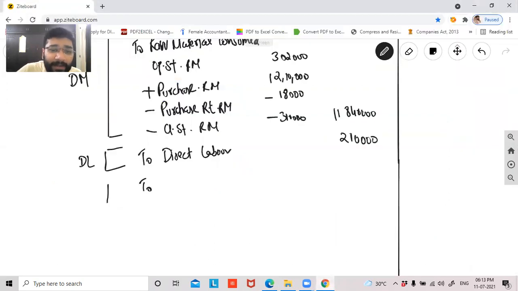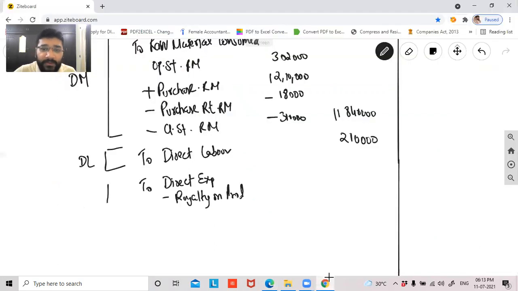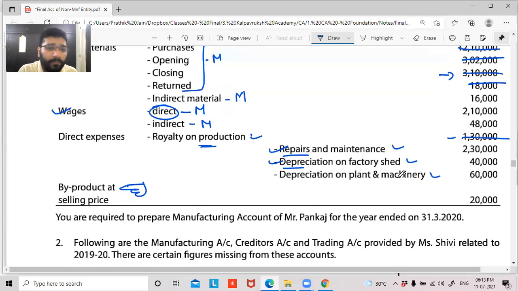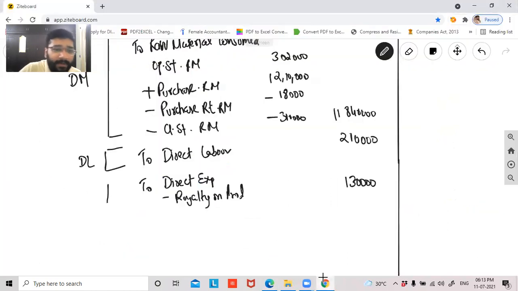So under direct expenses, we have royalty on production, and the value is 1,30,000 rupees. Apart from this, is there any other direct expense given? No. So this is my direct expenses, and I've completed my direct part.